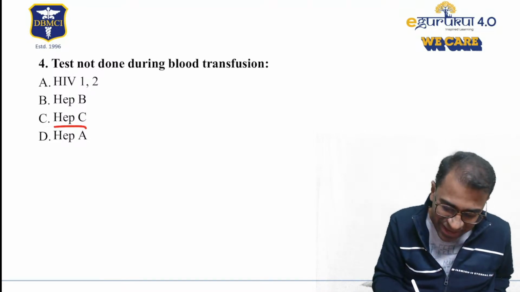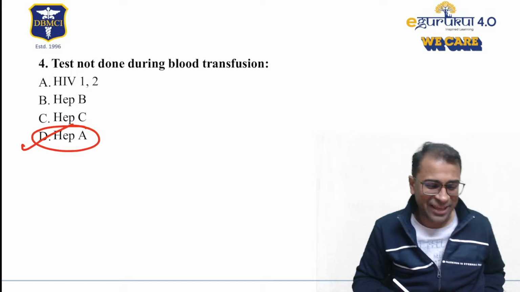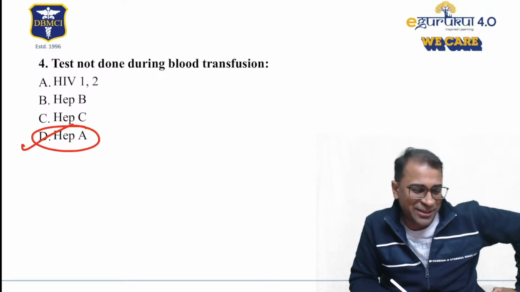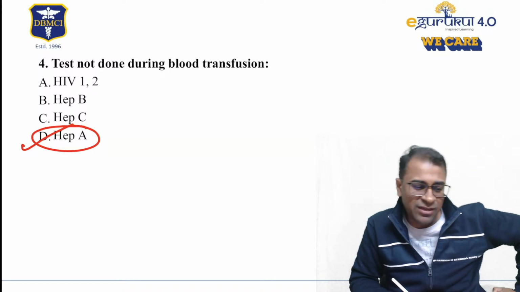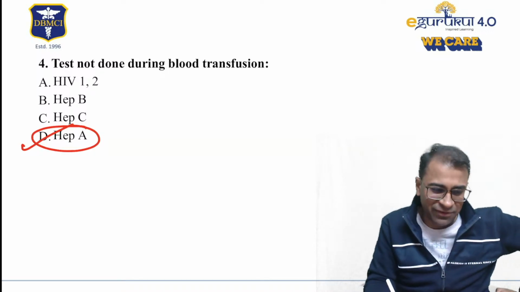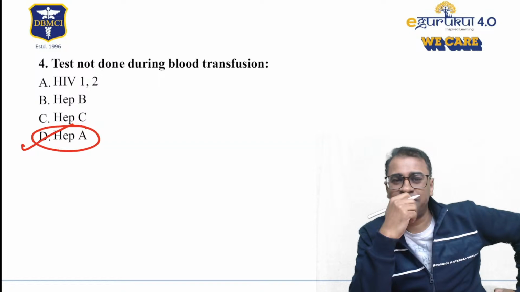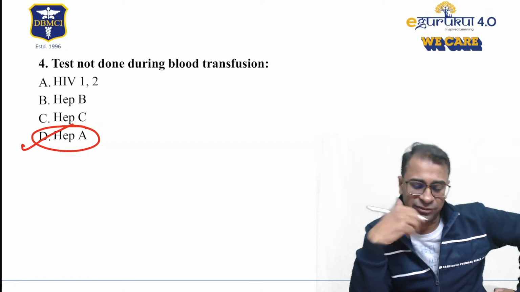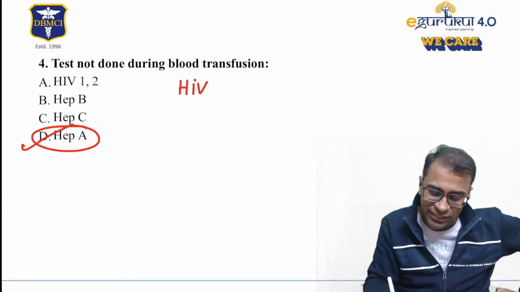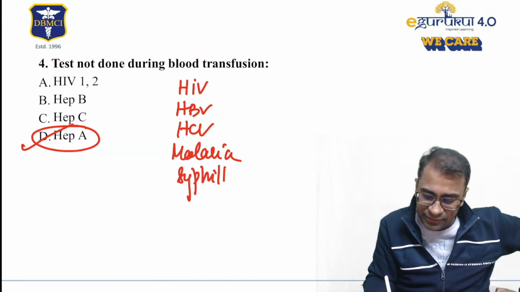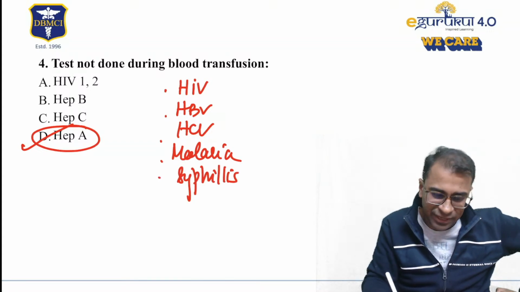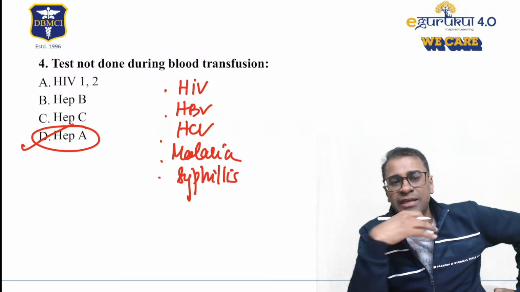अच्छा, हेप ए इज नॉट डन इन केस ऑफ ब्लड ट्रांसफ्यूजन, ठीक है. So HIV 1 and 2, HBV, HCV, malaria, and syphilis are the few of them which can be tested during blood transfusion. Remember, क्या क्या टेस्ट करते हैं? HIV 1 and 2, HBV, HCV, malaria, and syphilis. These are the 5 things that we can test in case of blood transfusion.